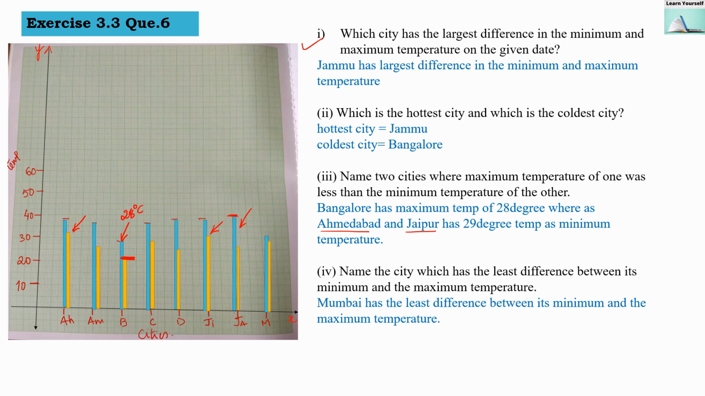Name the city which has the least difference between its minimum and maximum temperature. So the difference between the two bars has to be minimum. We can see it over here, in Mumbai, the last two bars, the difference is the least. So Mumbai has the least difference between minimum and maximum temperature.